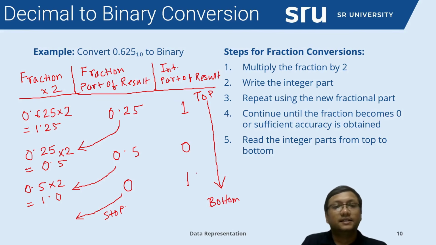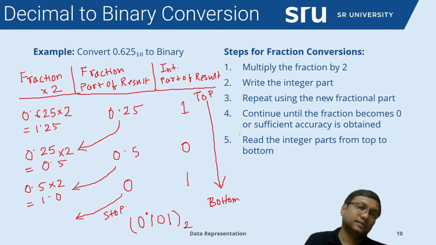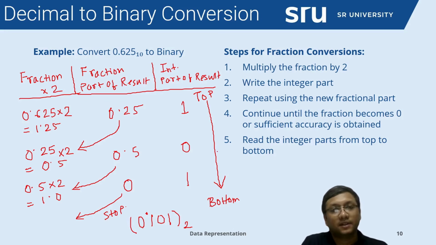Now by chance the result is 101 here, so you will be getting the same number even if you go bottom to top by mistake, but please remember that all the time you need to go from top to bottom. So anyways, in binary the result is 0.101, and you need to mention the base. So following the steps, you can try with any fraction and you can also get the result.